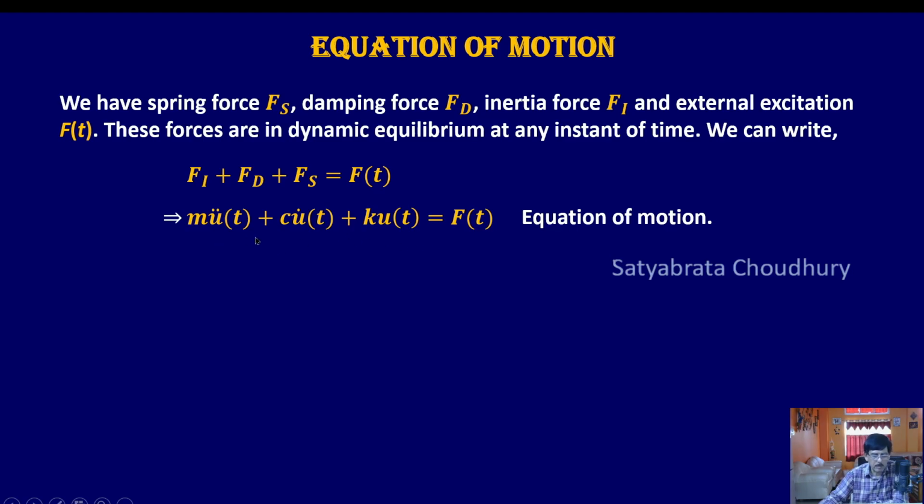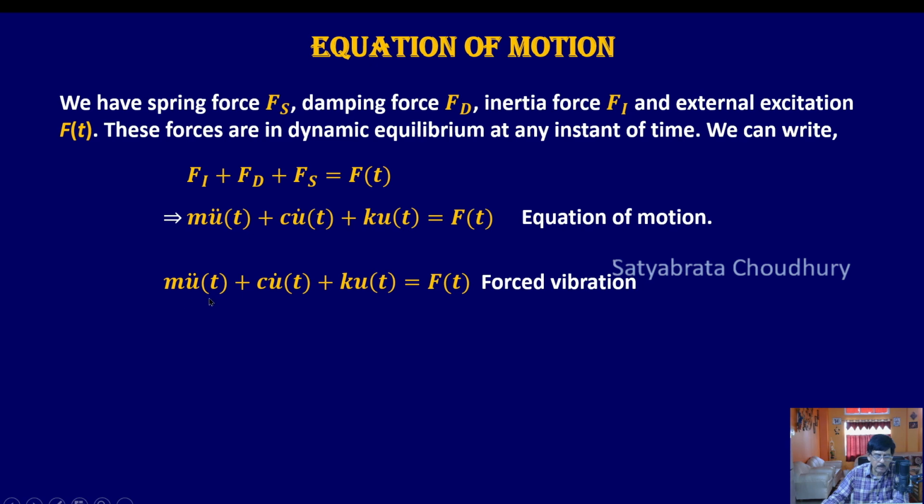And when there is a multiple degree of freedom system, then M will be the mass matrix, C will be the damping matrix, K will be the stiffness matrix, and F will be a series of vectors. Similarly, acceleration, velocity and displacement also shall be in terms of vectors. That we shall take up later on when we discuss multiple degree of freedom systems.